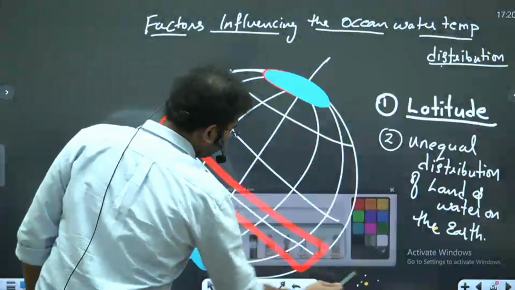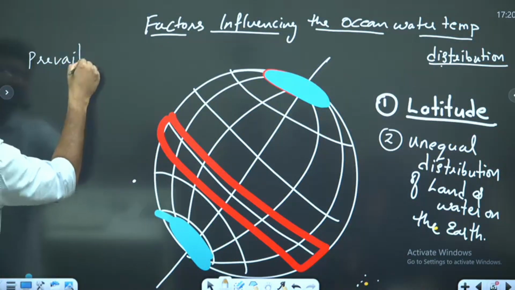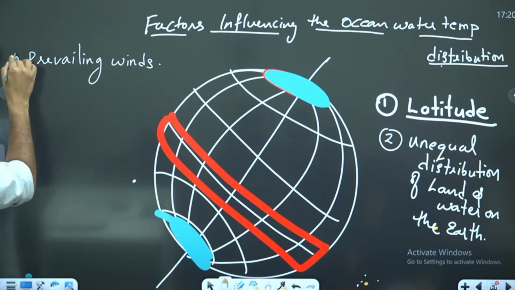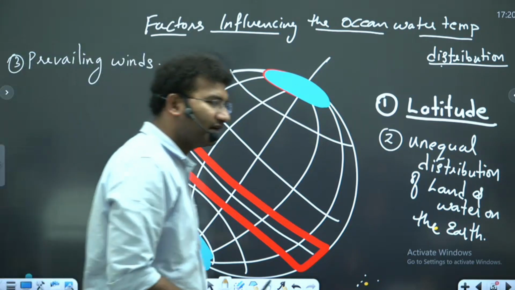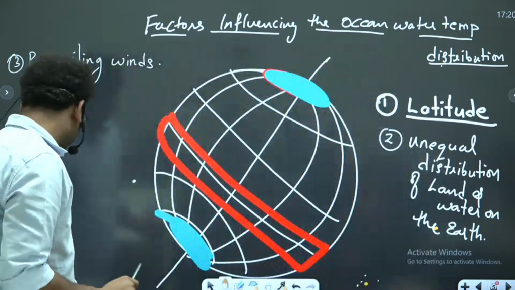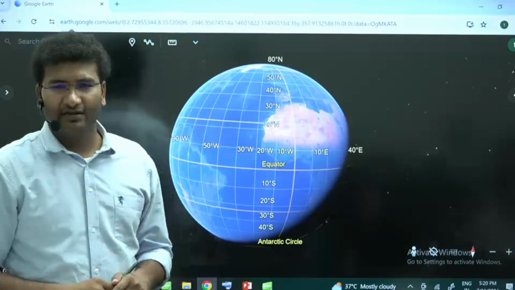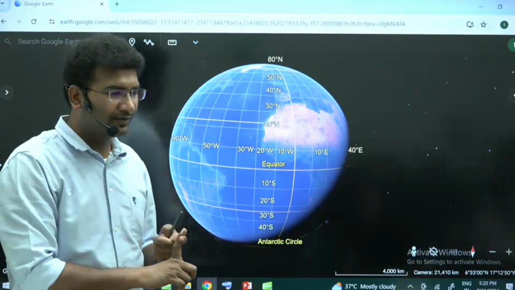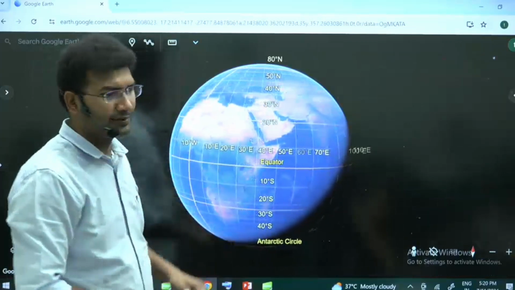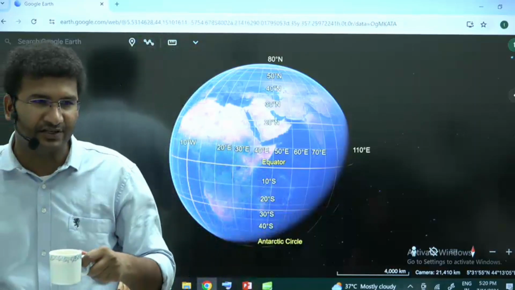The third factor which influences the distribution of the ocean water temperature is prevailing winds. That means wind will also decide what kind of temperature you should have at a particular place. So everyone draw the earth and please show me where the winds are moving from east to west and where the winds are moving from west to east. Easterlies and westerlies, please draw it on your map. Draw a circle and show me easterlies and westerlies with respect to latitudes.